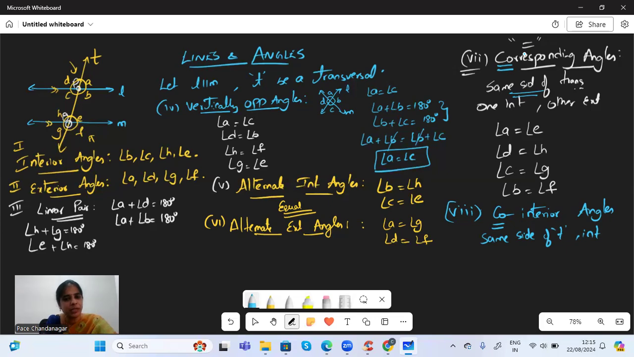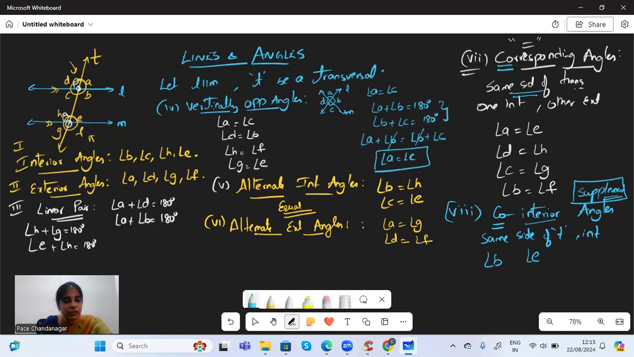Isn't it? Same side of the transversal. I have angle B and angle E on the same side of the transversal and they are interior. Hence, I call them co-interior angles. And the specific feature for co-interior angles is what? They are supplementary. Clear? Co-interior angles are supplementary.